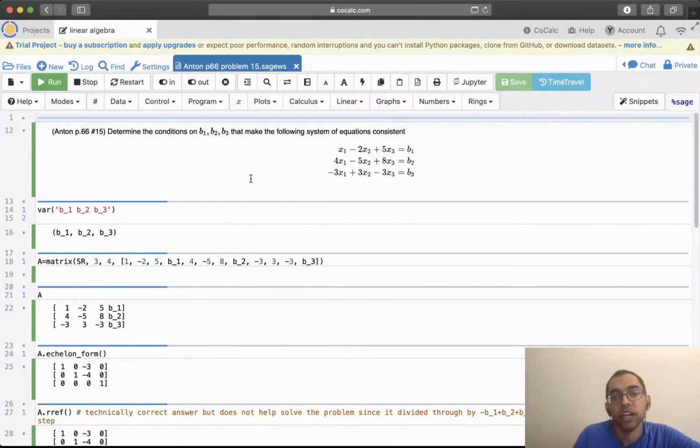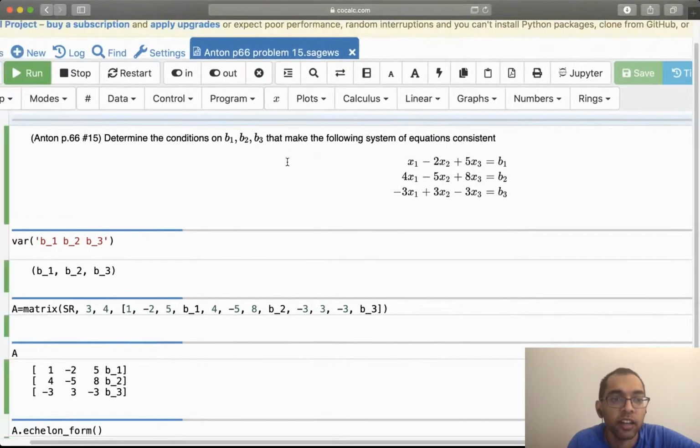Okay, I want to show how to do the following problem in Sage. So we've got this problem from Anton's book, page 66, number 15, that we also did in class. It says, determine the conditions on B1, B2, and B3 that make the following system of equations consistent.